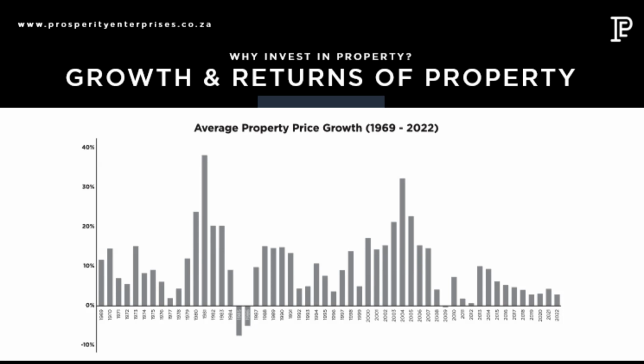And then very interesting from this graph is that if you take any consecutive 20 years, remember we said that we need to think in decades when we are looking at property investment. If you take any 20 consecutive years, your average year-on-year growth in property, even if you take the last 20 years, is close to 10%.